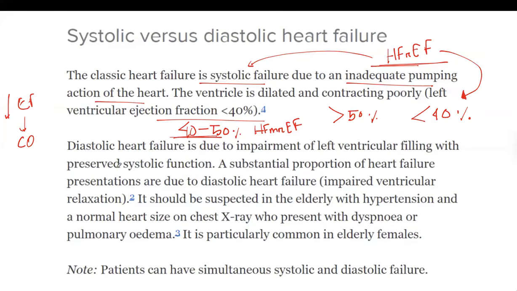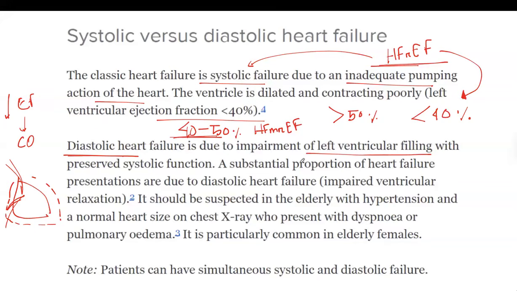Now, apart from systolic heart failure, the other type of heart failure is diastolic heart failure. Diastole means relaxation of the heart, so diastolic heart failure means the heart is not able to relax to take the blood inside. Because for the heart to take all the blood from the vena cava, it needs to be relaxed. It needs to be bigger so that it can take the blood in. Now, in diastolic heart failure, they lose that capacity. So it is the impairment of left ventricular filling.